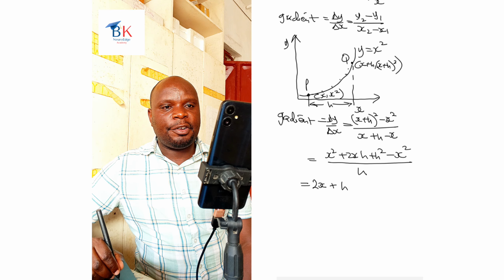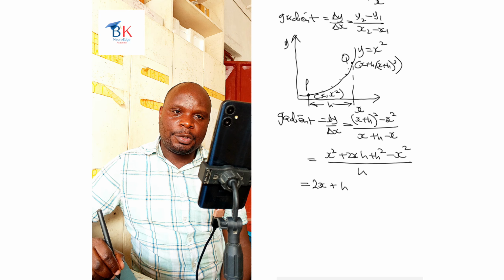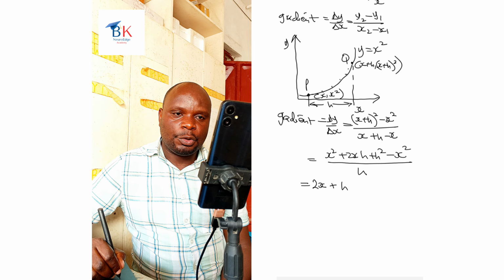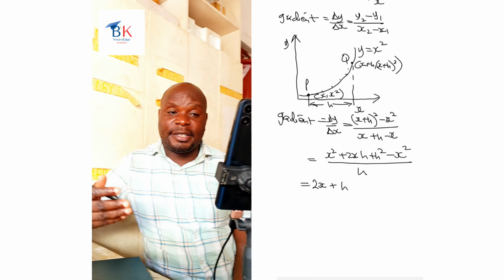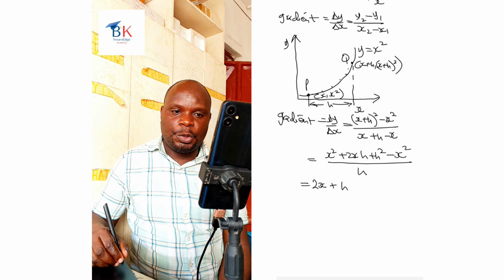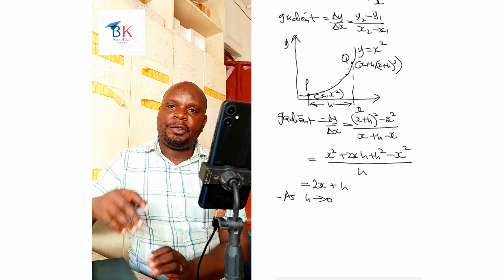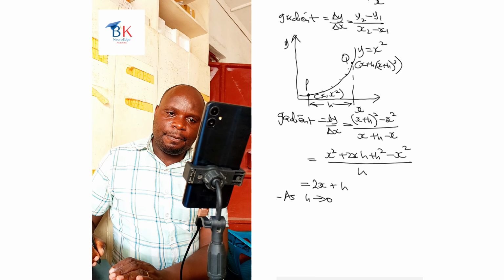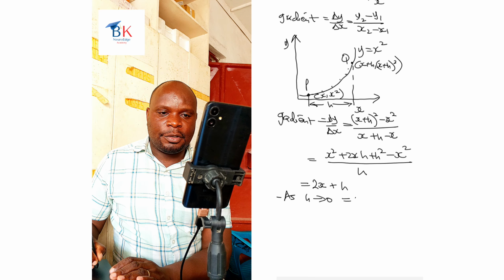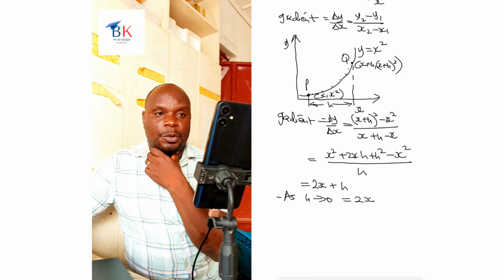But you see, for a curve, the gradient is not the same at different points. The gradient keeps changing, and therefore what we want to do is to reduce P and Q, or to bring together P and Q. Or in other words, we reduce h to 0. So we say as h tends to 0, so that we only focus on the gradient at one point, which now becomes 2x. Because when h tends to 0, the gradient function becomes 2x.